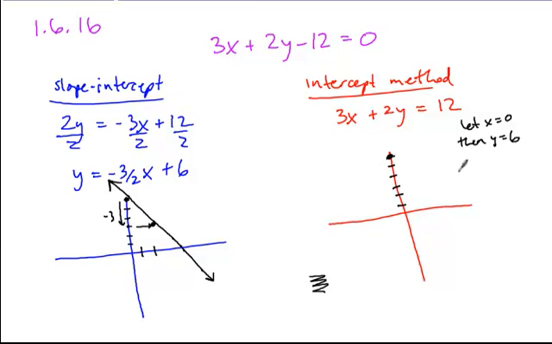And the next case is we let y equals 0. When y is equal to 0, again, that basically eliminates this term, and we solve for the corresponding x. 3x is equal to 12. Divide by 3, we get x is 4. 1, 2, 3, 4. We can plot that. And what you see here is we get the same equation, or the same graph, just in two different ways to find that same information.